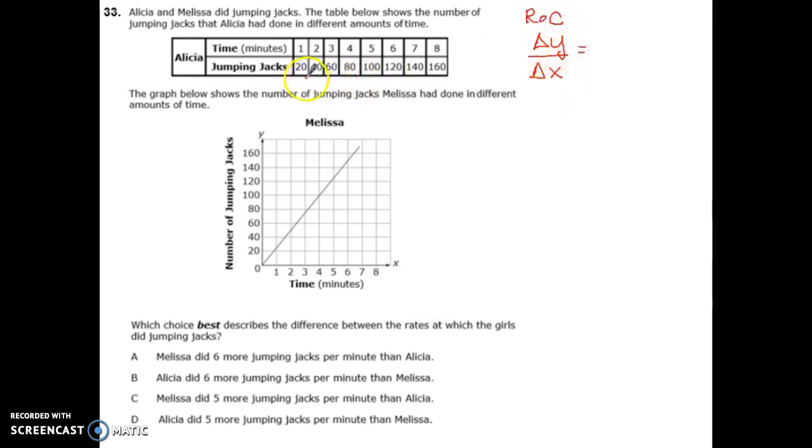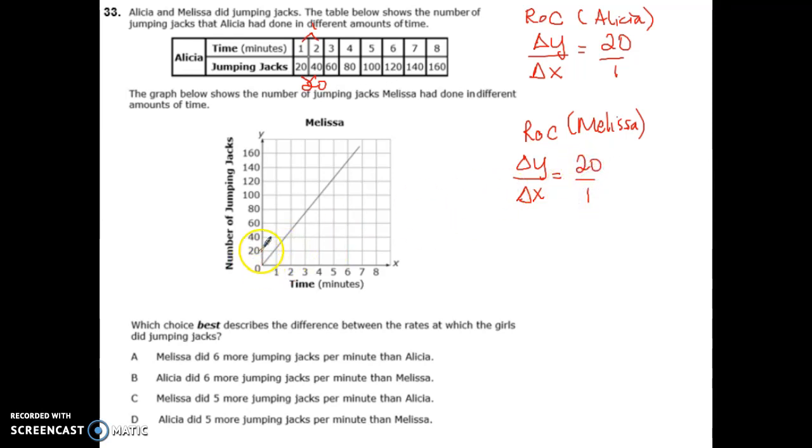All right, how does the y change? 20 becomes 40 by adding 20. And then 1 becomes 2 by adding 1. So Alicia's rate of change is 20 over 1. Melissa's rate of change: changing y over changing x. Oh, this is rise over run. Up 20 over 1. Okay.